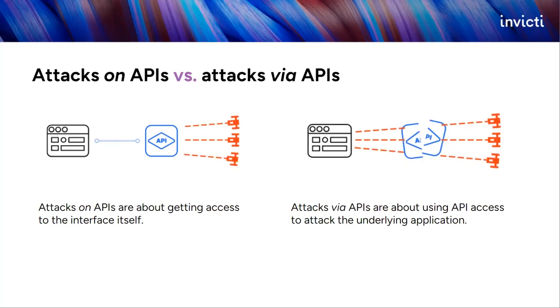Let's start by understanding the differences between a couple of views here. We have attacks on APIs and we have attacks via APIs. To simplify this, attacks on APIs, that's about getting access to the interface itself. But attacks via APIs, that's about using the API access link to attack the underlying application. And it's important to know those terms when we're looking at the testing and the vulnerabilities that we have in the system.